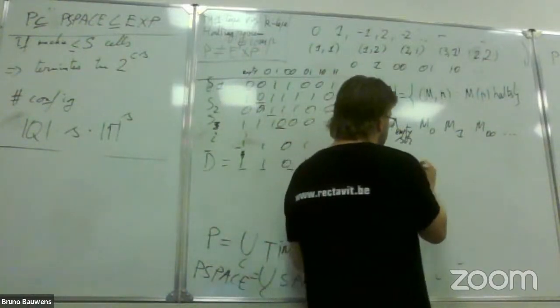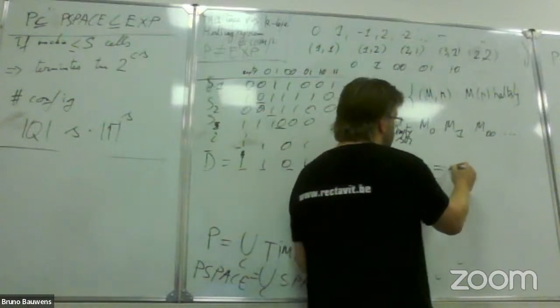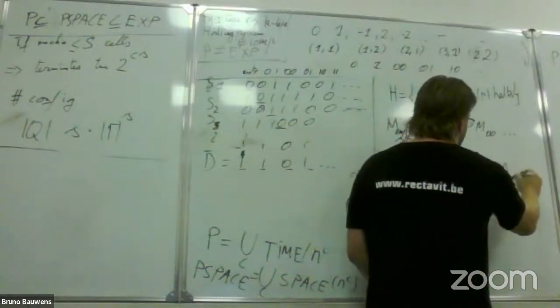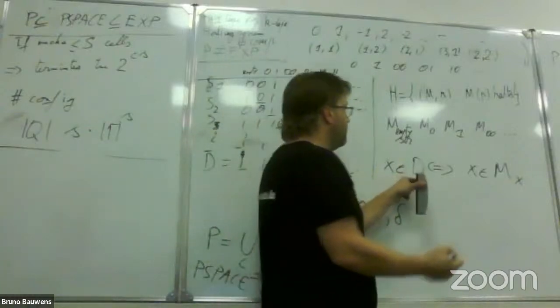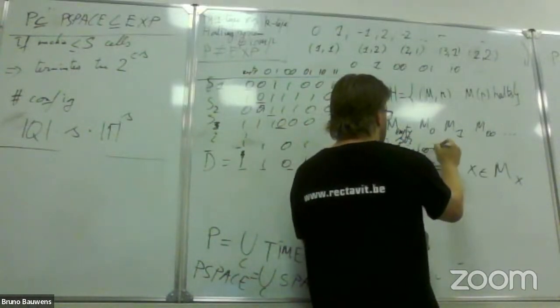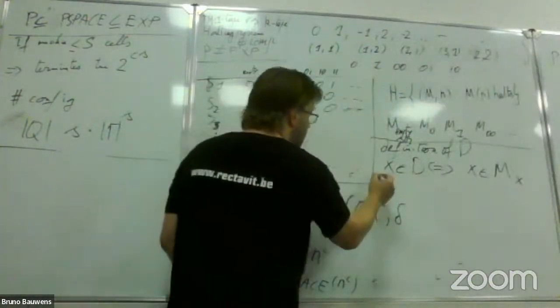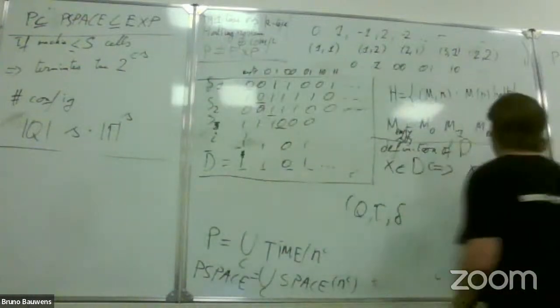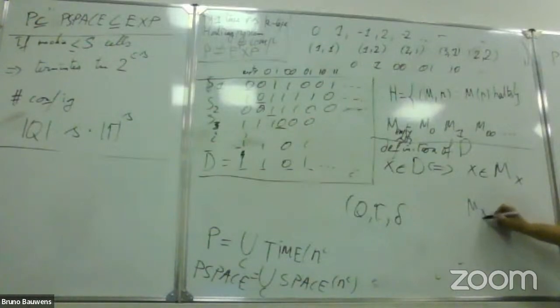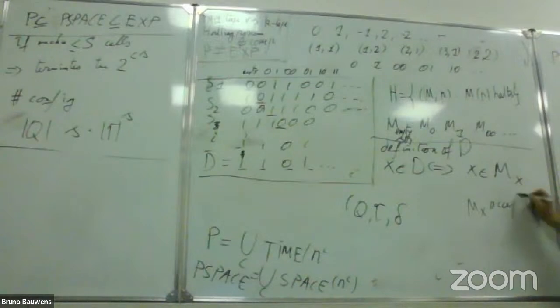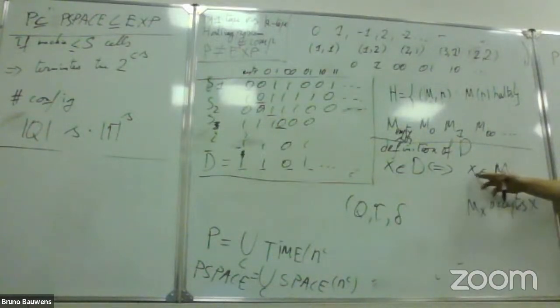Let us say that X is in the diagonal language if and only if X is not in the language of MX. So let us define D. This is the definition of D. MX is a language recognized by a machine, right? No, this is just a definition. I didn't prove yet that D is decidable. What does it mean that X is in the language of MX? It means that MX accepts X, so X is in the language recognized by this machine.